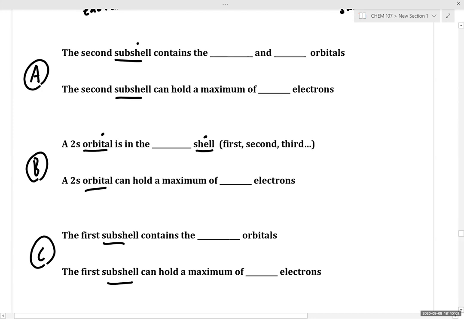And if you have any questions, don't be shy to share them in the chat or ask your questions verbally. So for the second one, or I guess the third one in this case, contains the L and 1 orbital. Is that?